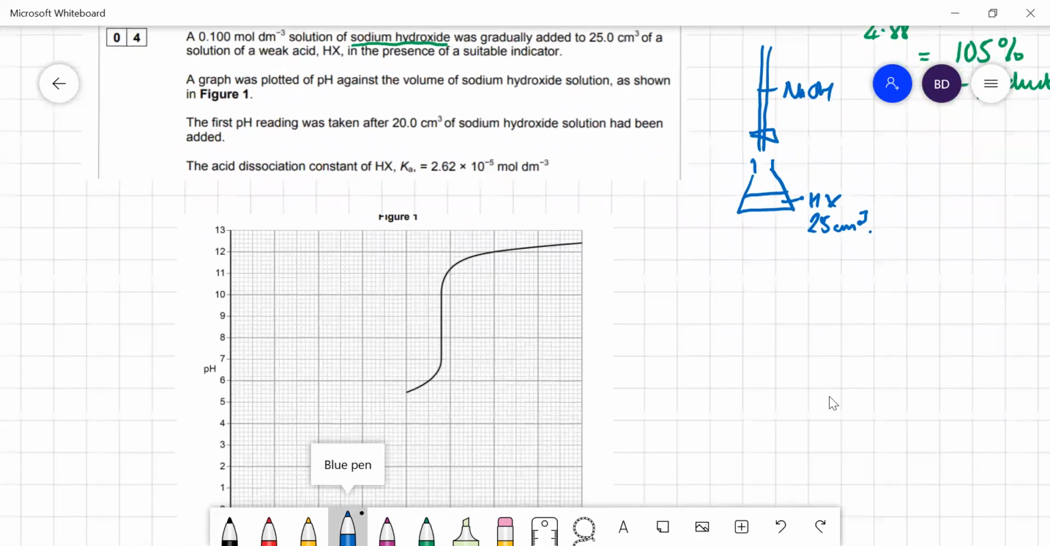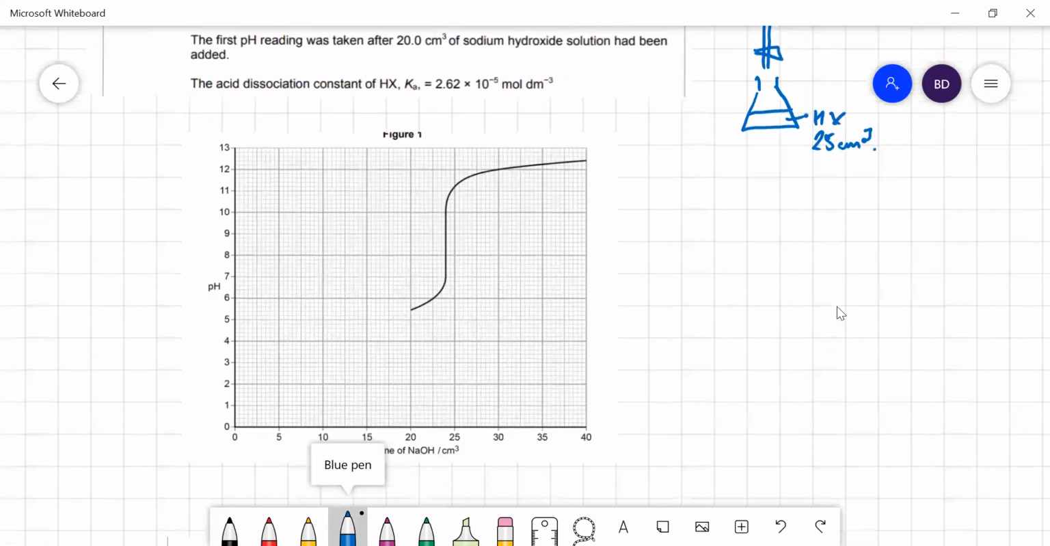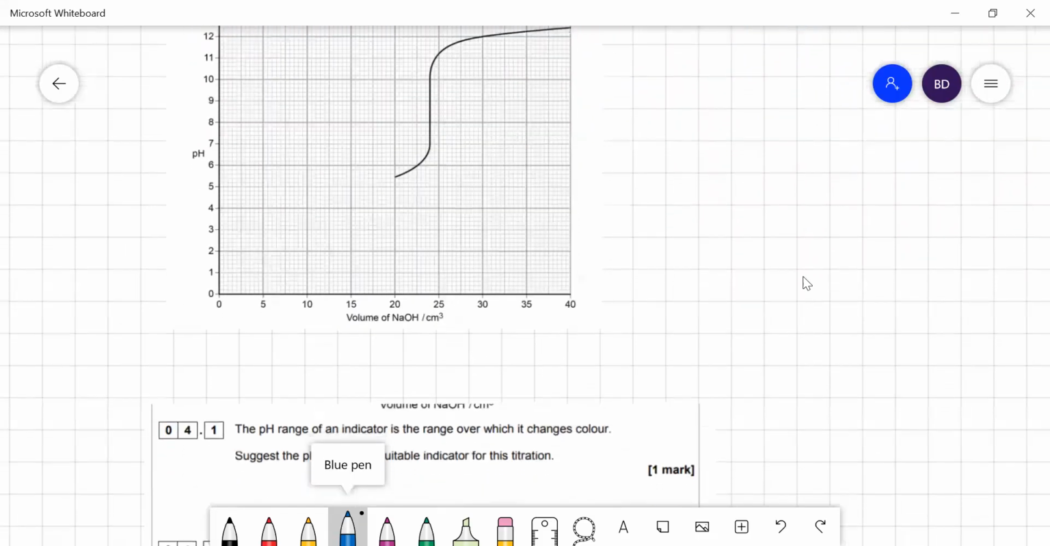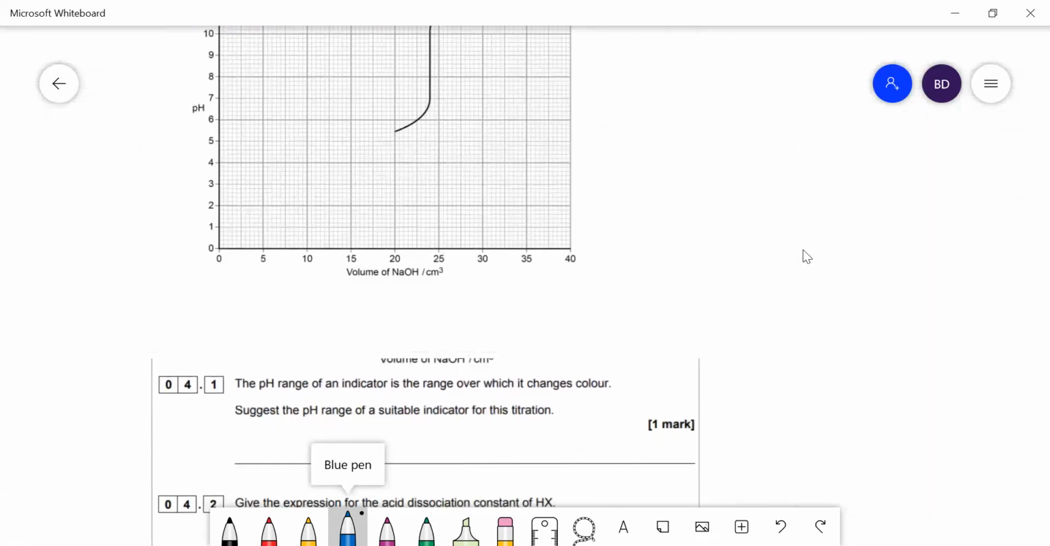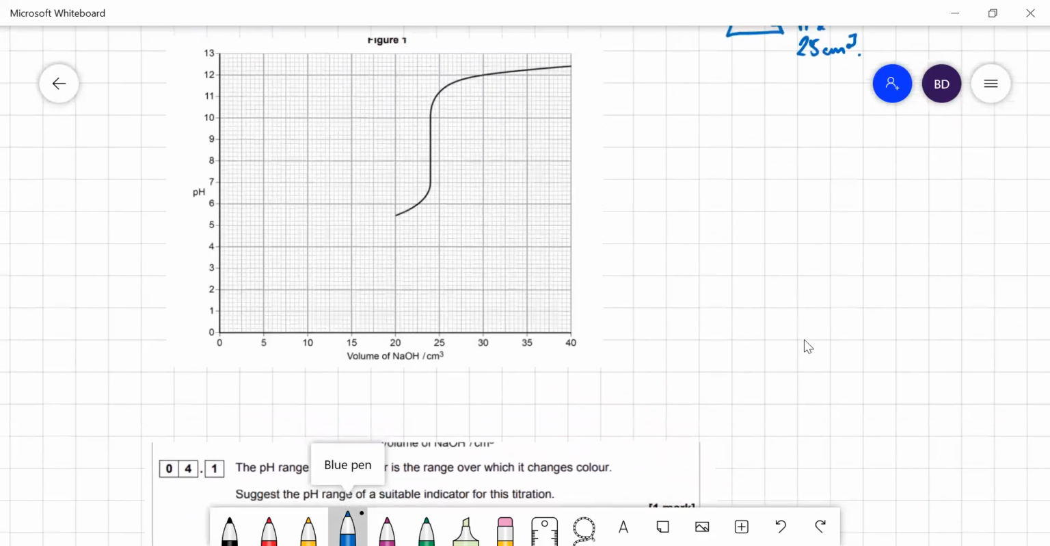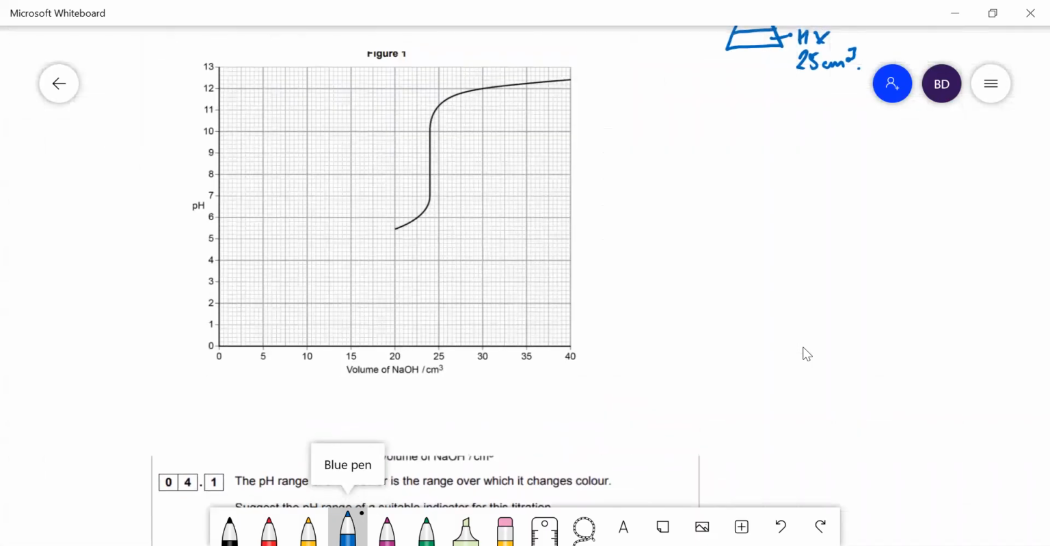Okay, now the first question is about the pH range of an indicator: suggest the pH range of a suitable indicator in this titration. Right, you want it to change in the vertical part of that line. So you want the color to change with one drop. So we want the pH change to be very rapid. So the range there would be between 7 and about 10.5. You want the indicator to change color in that range.